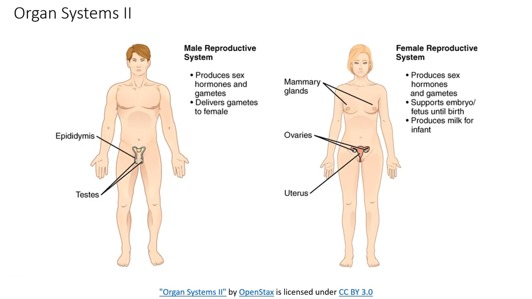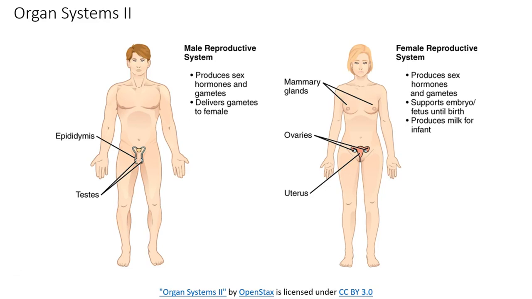Then we have the reproductive system. Depending on whether somebody has two X chromosomes or an X and a Y chromosome, their reproductive system organs are going to be a little bit different, although interestingly, all of the reproductive organs originate from the exact same tissue during embryonic development. We'll go into more detail about that later.